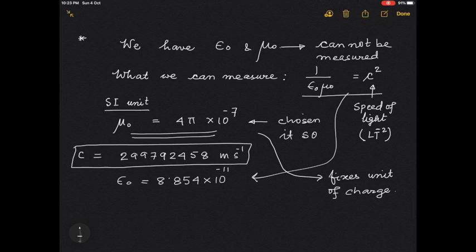Okay. So once you have chosen mu naught to be this, you get the value of the charge and you get a value of epsilon naught. So now you can think about it. You will see certainly that it is not possible to measure unless you give them a value. Okay. So this may sound surprising when you hear it for the first time, but nevertheless it is true.